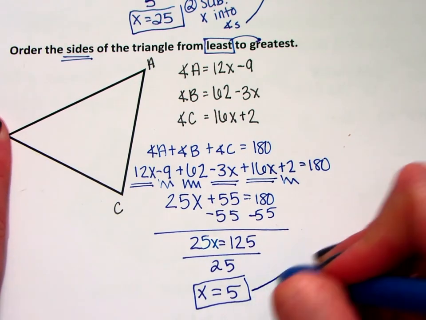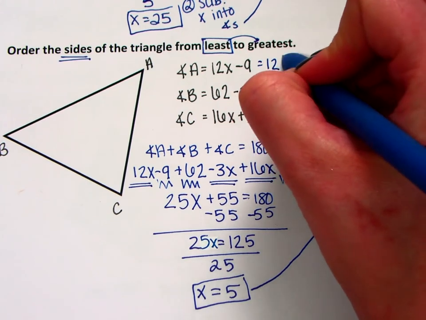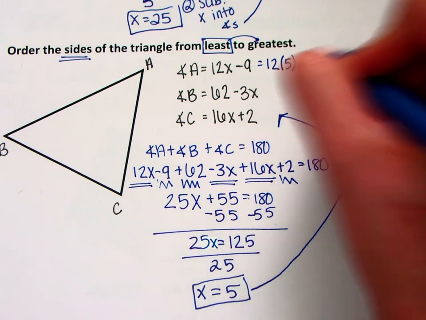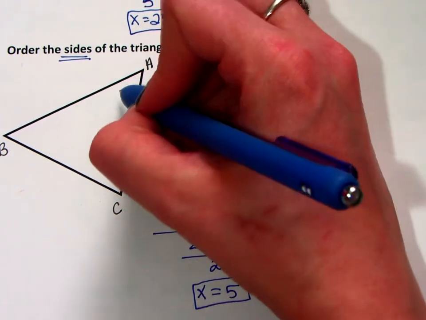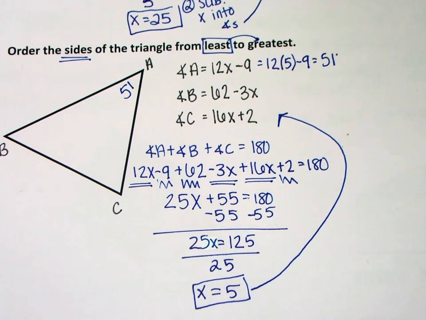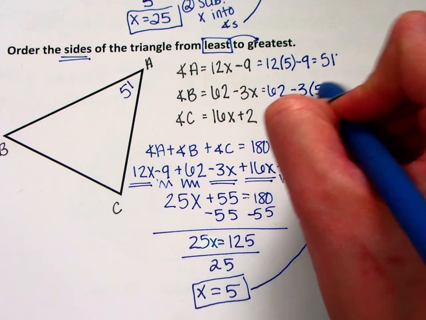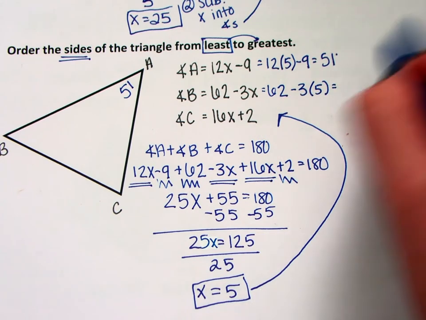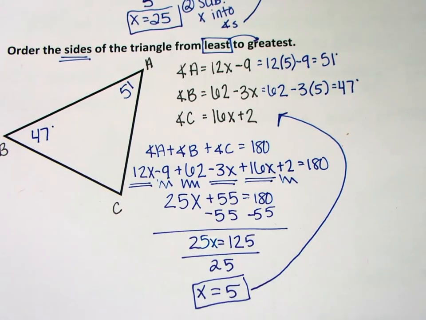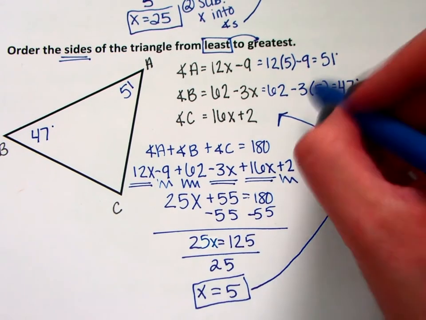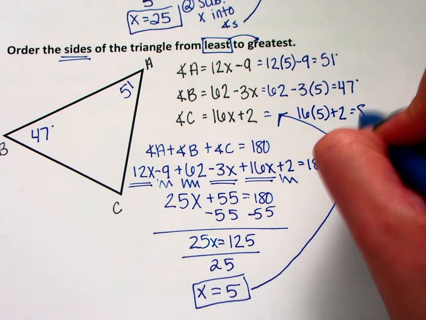I'm going to now take my 5 and sub it in. So I now have 12 times 5 minus 9 for a measure of 51 degrees. So I'm going to go to my picture. At angle A, I put 51. For angle B, I have 62 minus 3 times 5. So 62 minus 15 is 47. So angle B is 47. And lastly, angle C is 16 times 5 plus 2 for a value of 82.